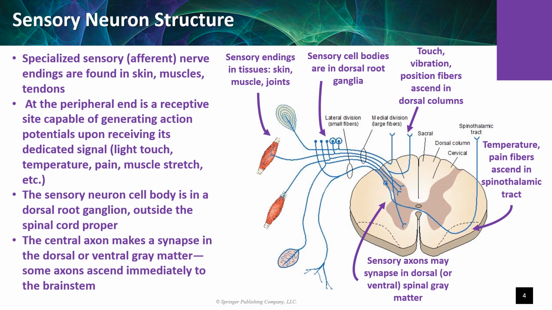Spinal sensory neurons have specialized axon terminals in peripheral tissues. For instance, it's the skin, muscles, joints, and organs. These axons are where action potential is generated. The action potentials are propagated to the cell bodies in the dorsal root ganglion outside the spinal cord and to the central axon that enters the spinal cord through the dorsal root.